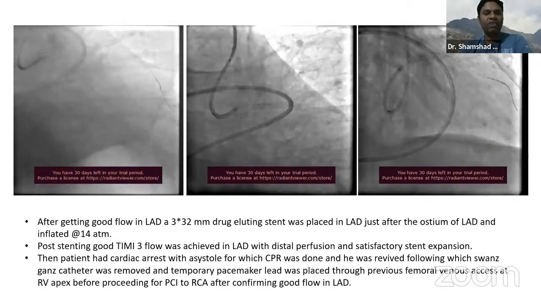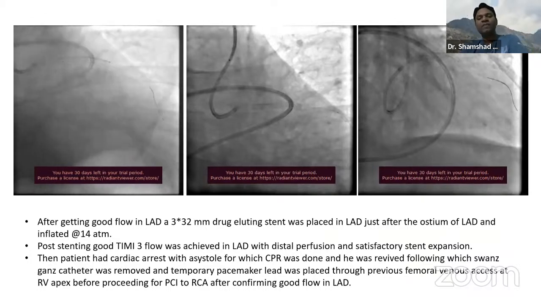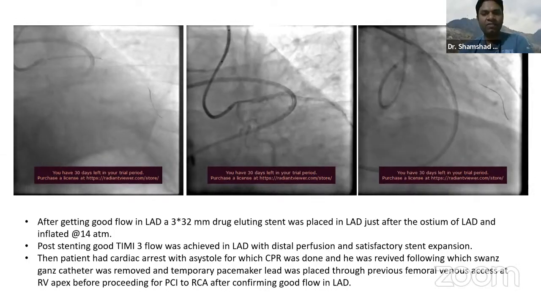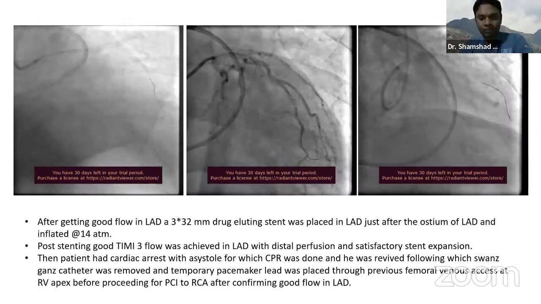So after getting a good flow in the LAD, a 3.0 by 32 mm drug-eluting stent was placed. A Synergy stent was placed in the LAD just after the ostia. It was inflated up to 14. Post-stenting, good TIMI 3 flow was achieved. The LAD perfusion was very good up to the distal segment.